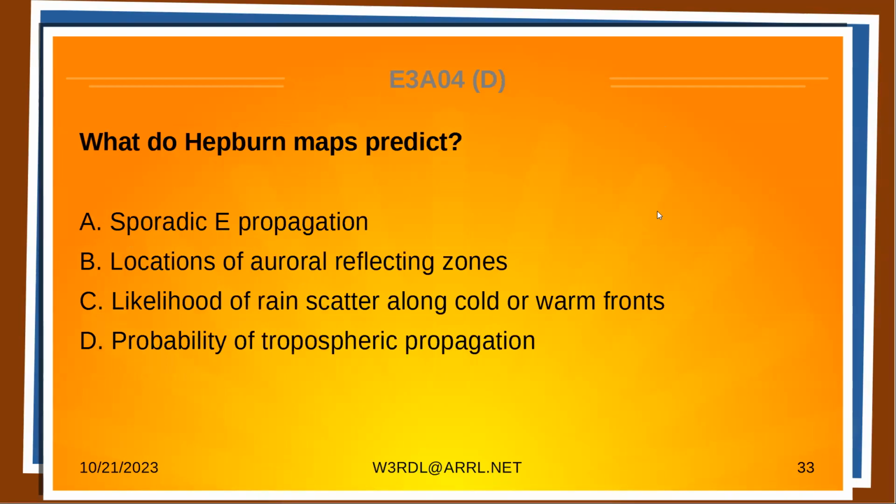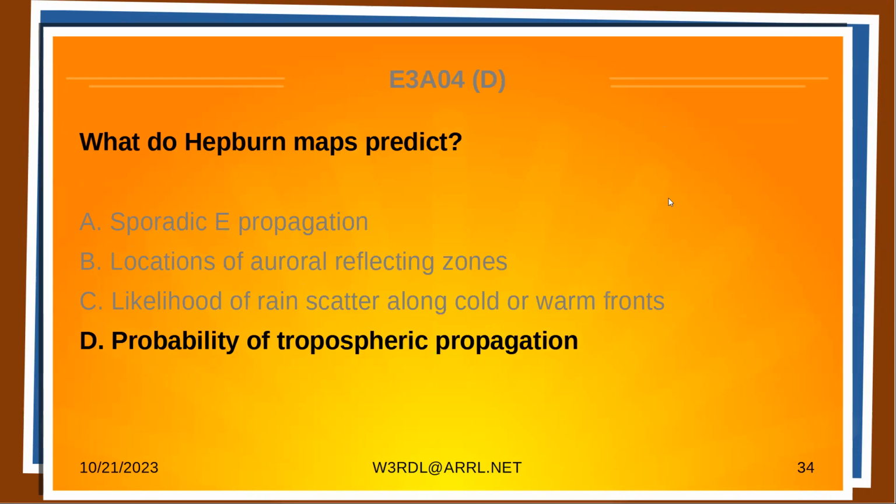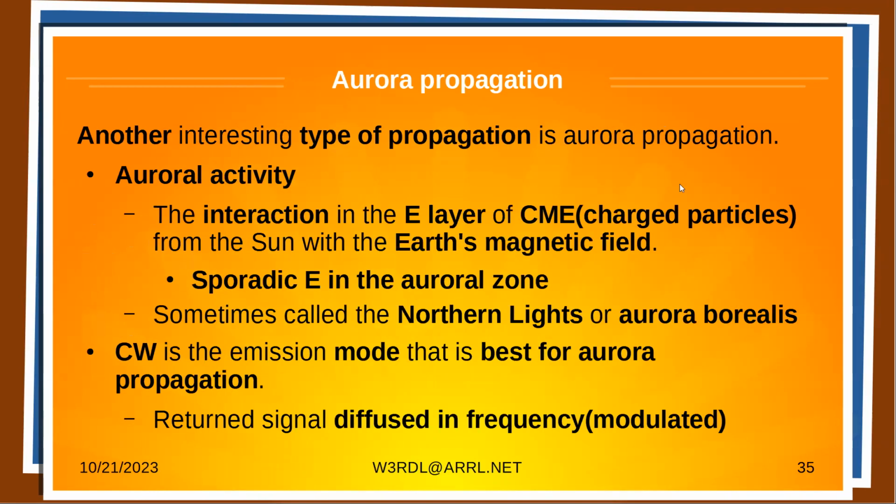And what does the Hepburn map predict? Probability of Delta, atmospheric propagation. Yeah. Related to Barbara? Audrey, Audrey, or the other one. Yeah. Good. What was her? I used to really like her.